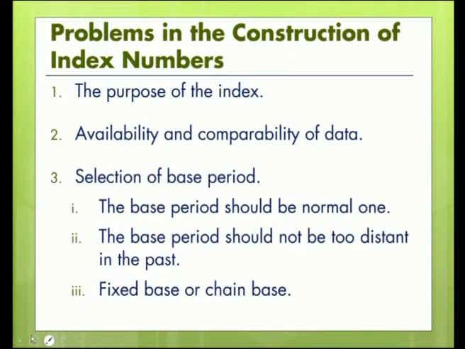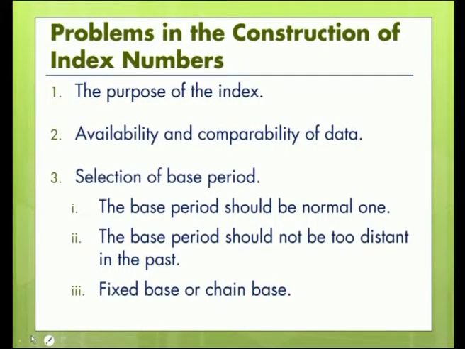Basically, when you want to construct an index number, what are the problems faced in the construction of index numbers? This may also be termed as limitations of index numbers. The purpose of the index is one of the problems, availability and comparability of data, selection of base period. The base period should be a normal one, the base period should not be too distant in the past, and a fixed base or chain base should be adopted.